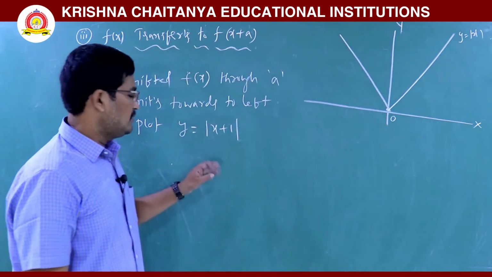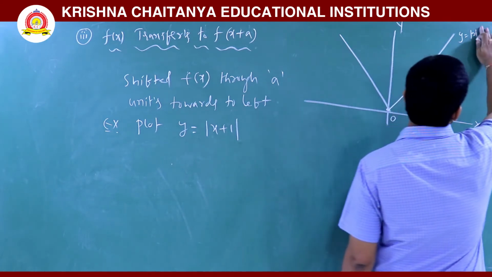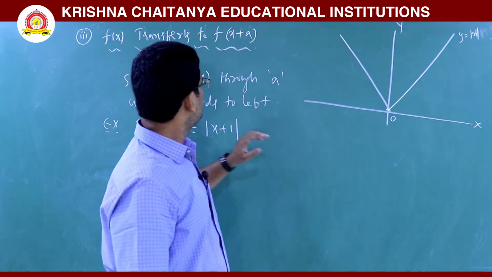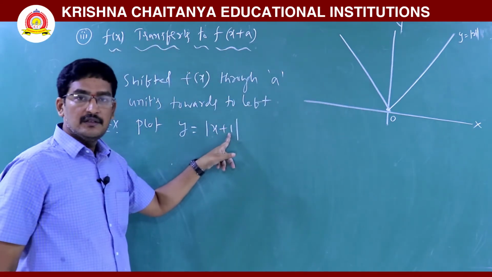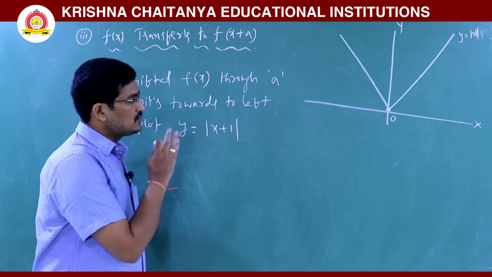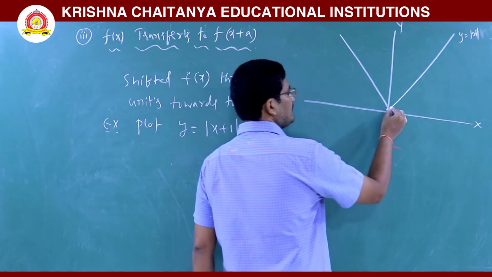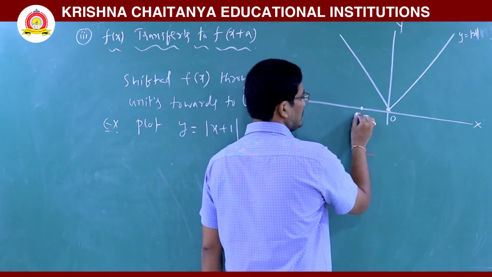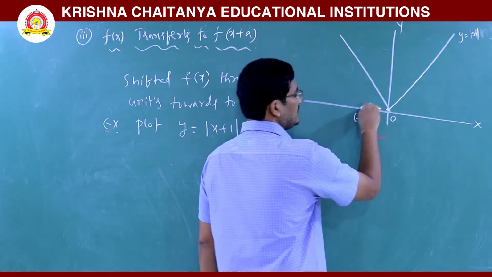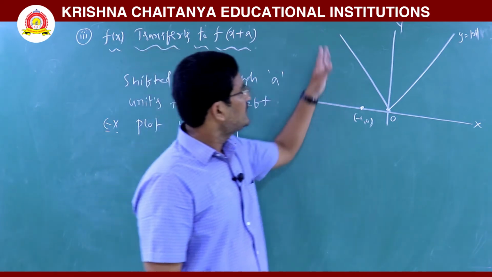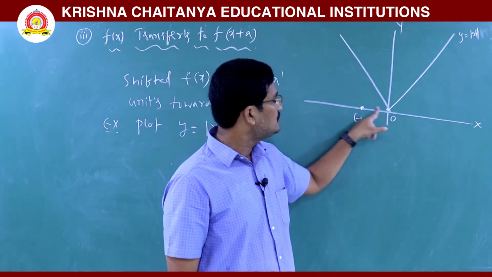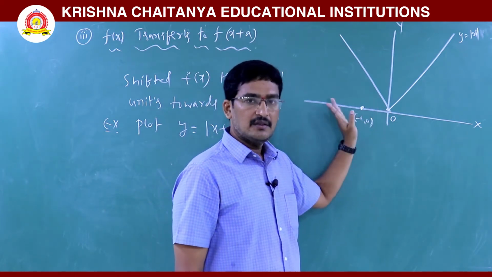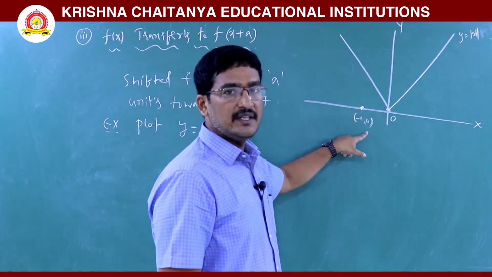Now what do you need here? Mod of x plus 1 you need. So we have to shift the curve through a units, that means through 1 unit, towards the left. So we have to shift this point 1 unit towards the left. So this is minus 1, 0. This point comes to here. If we shift the whole graph, then this point comes to here. We shift this point at 1 unit distance towards the left. Then that becomes minus 1, 0 there.